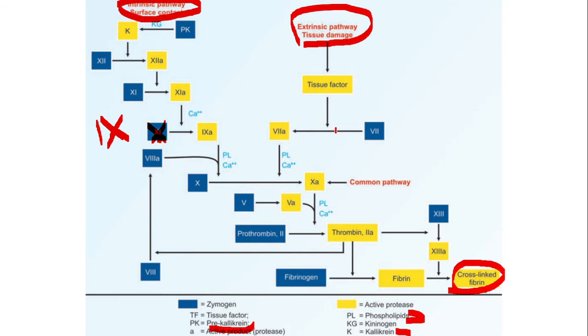And here you can see tissue factors, which are released by the damaged tissues, are converting factor 7 into 7A. It is then converting 10 into active 10A with the help of phospholipids and the calcium ions.